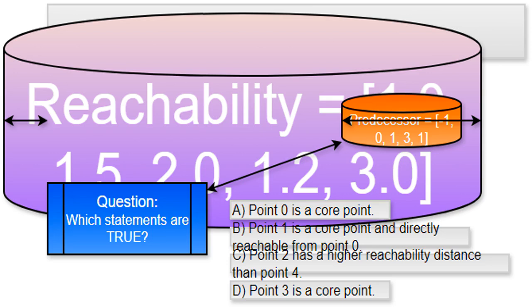This array shows the reachability distances for each data point. A lower reachability distance means a point is more densely surrounded by its neighbors. For example, point 0 has a reachability distance of 1.0, the lowest among the 5 points. Point 4 has the highest reachability distance, indicating that point is less densely connected to its neighbors.